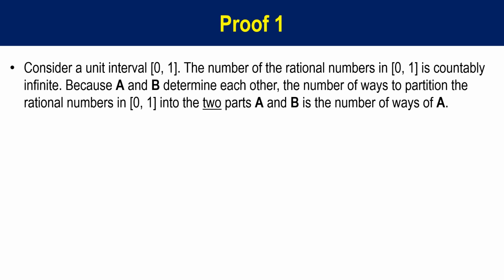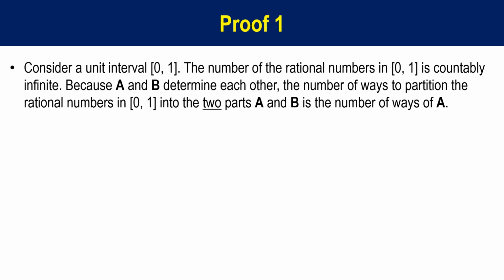I'll give you two proofs. Proof 1. Consider a unit interval of 0 and 1. The number of rational numbers in 0 and 1 is countably infinite.